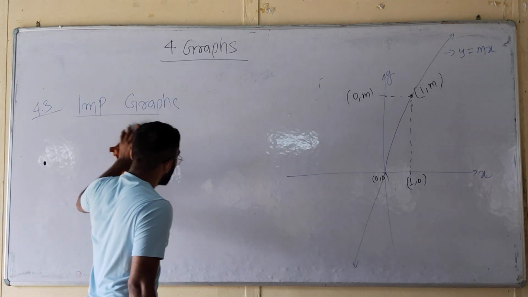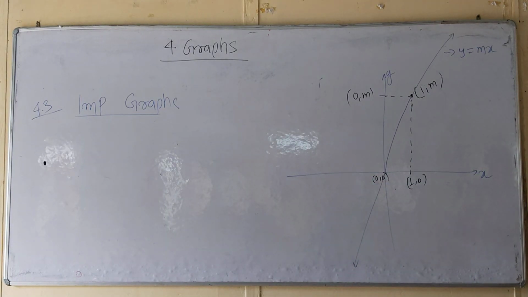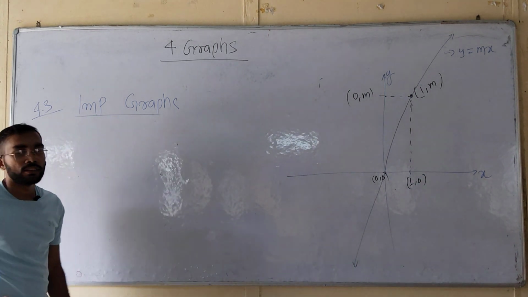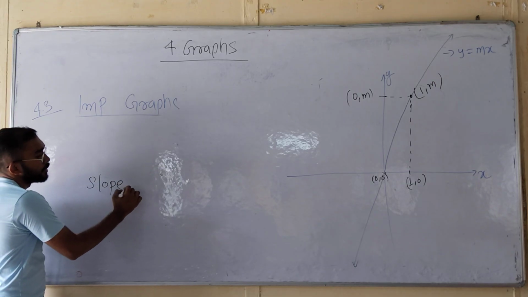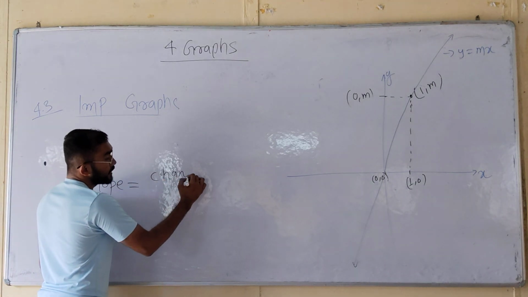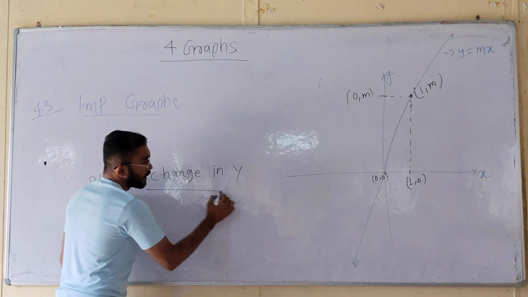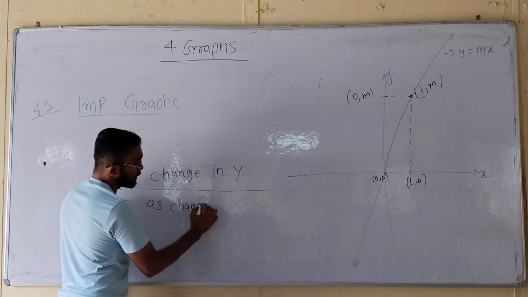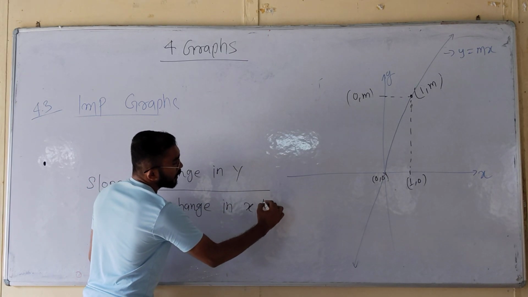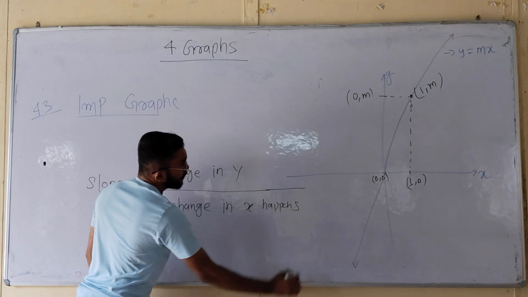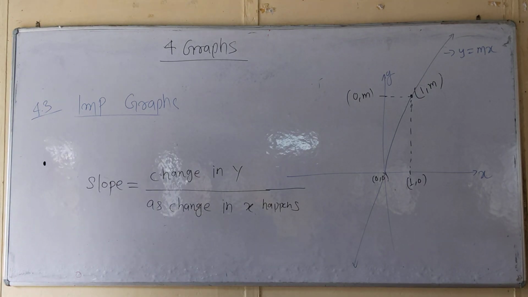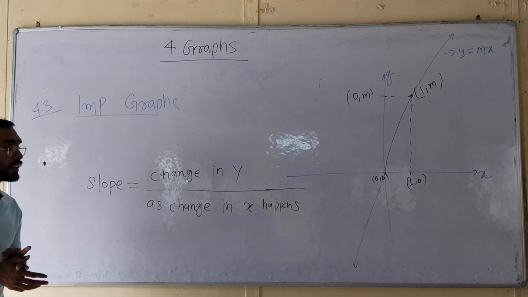Point number next, in more technical terms, change the line and write down, slope equals change in y as change in x happens. This is the formula, a basic fundamental from the lines you have written. You can deduce this. Change in y as change in x happens.